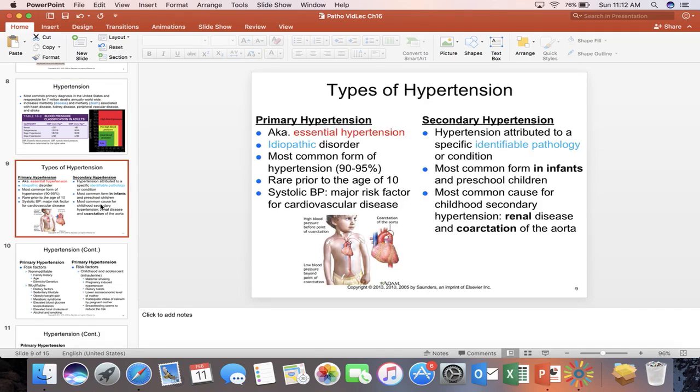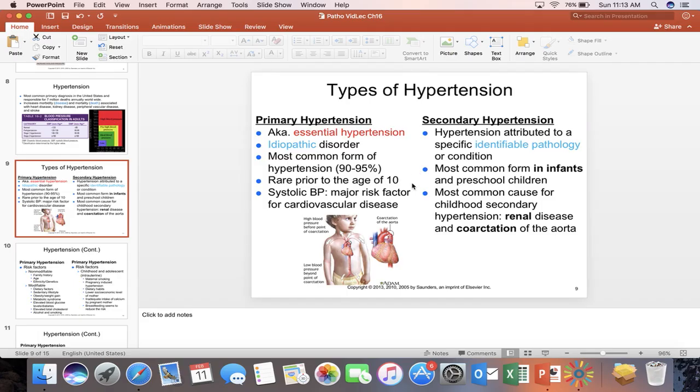Okay, so types of hypertension. We have primary hypertension and secondary hypertension. Primary hypertension is also known as essential hypertension, and it is an idiopathic disorder, which means that we don't know exactly what causes it. It is the most common form of hypertension, accounting for about 90 to 95% of all the hypertension that is out there. It is very rare in children under the age of 10. The systolic blood pressure is the major risk factor for cardiovascular disease.